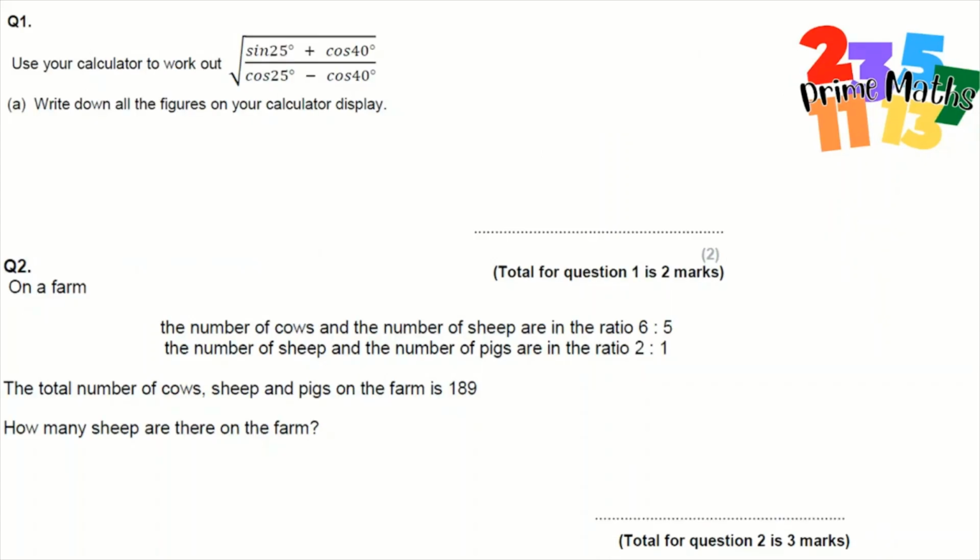The first question is a use of calculator question. To answer this question, make sure you start with the square root button and put your fraction inside of the square root. Make sure that your 25 and your 40 are in brackets. The answer you should have got was 2.9111. You needed at least 3 or 4 decimal places to get this answer.